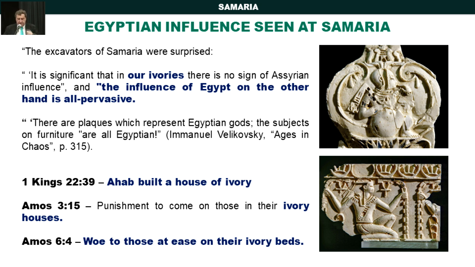Now, 1 Kings 22:39 tells of Ahab building himself a house of ivory. In Amos 3:15, the prophet spoke against the sinners who dwelt in ivory houses, from which we get the phrase an ivory tower. In Amos 6:4, he spoke against those who dwell at ease on their beds of ivory.